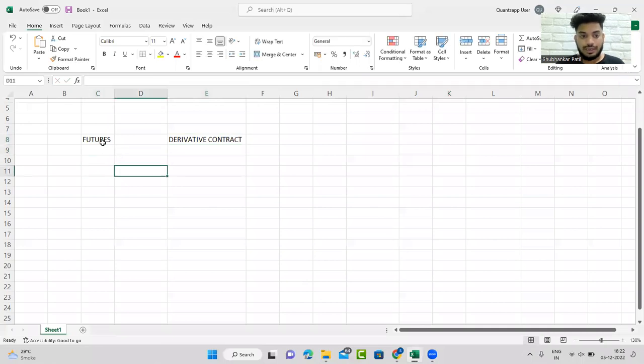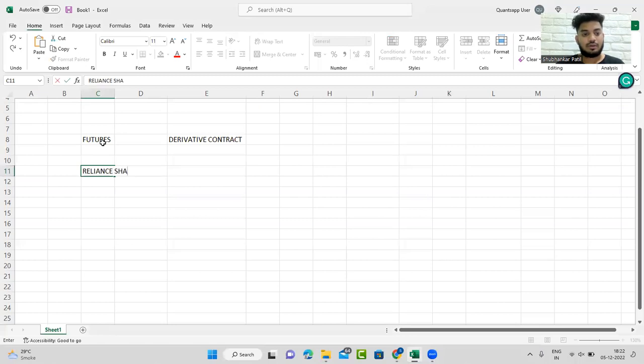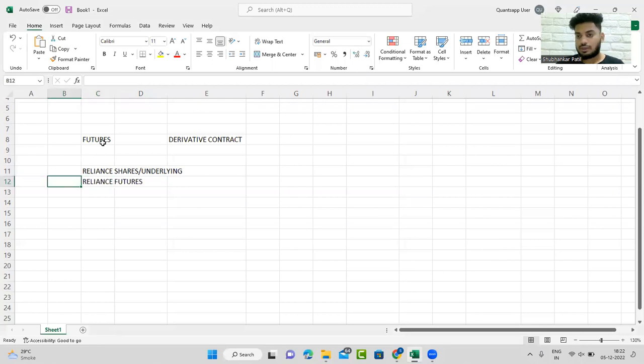So now let's say we have Reliance's shares, okay? Reliance's share price, or you can call it Reliance as the underlying, because that is where the stock price is. Reliance's stock is something you can call it. And then you have Reliance's futures. What are futures? From where are they deriving the value? They are deriving the value from the underlying, which is the Reliance's shares. So that makes Reliance's futures, first of all, a contract.